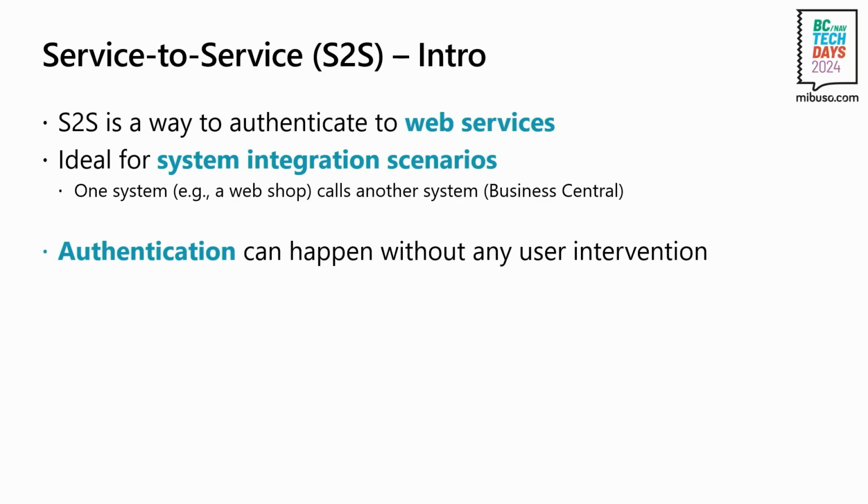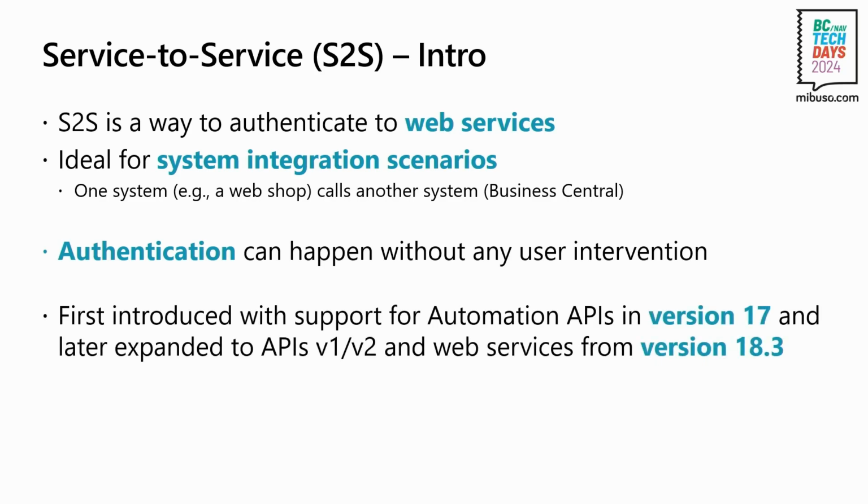So this is why S2S is really the way to go for service to service. Since it's system to system, service to service, application to application, there's no user involved here at all. This is actually not a new feature in Business Central that we support this. This was added in version 17 and then further expanded on in the following release. Let me show you how to set it up.